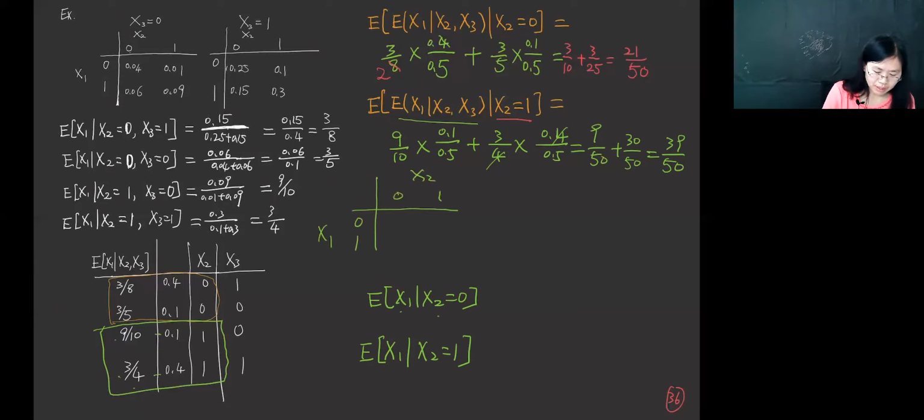For x1, x2 equals 0, 0, the probability is the sum of these two values. So that's 0.29. And for 0, 1, that's 0.11. And for 1, 0, that's 0.21. And for 1, 1 is 0.31.